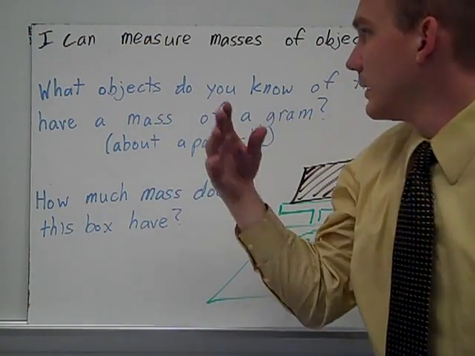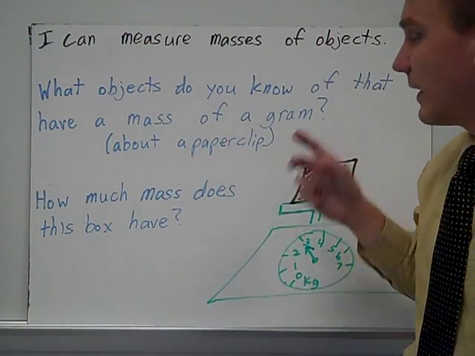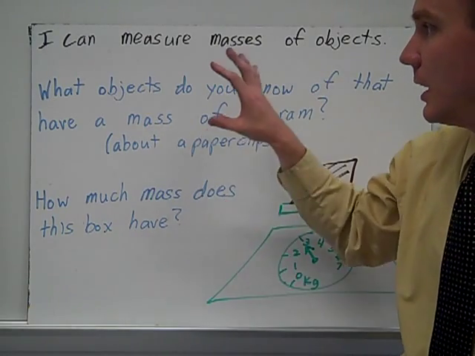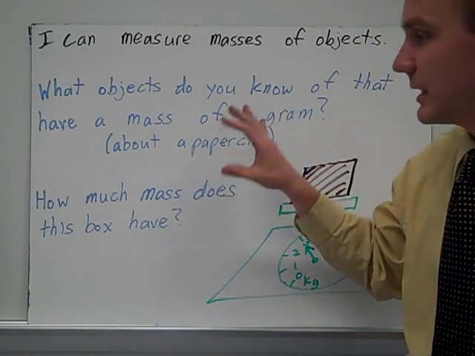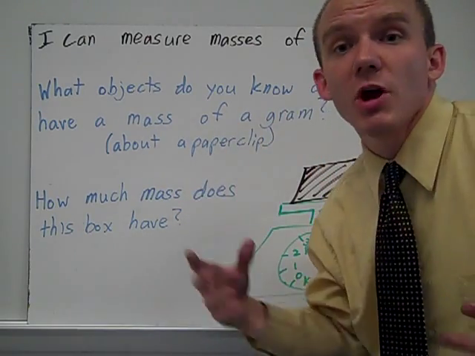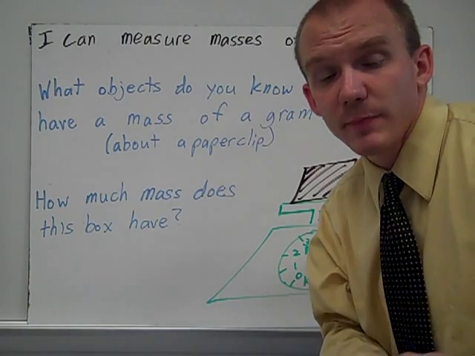So let's go back to our learning target. I can measure masses of objects. There's 2 points to this target. What objects do you know of that have a mass of a gram? We want to focus in on those benchmarks of the paperclip. So what do you know of that's about the same weight as a paperclip?